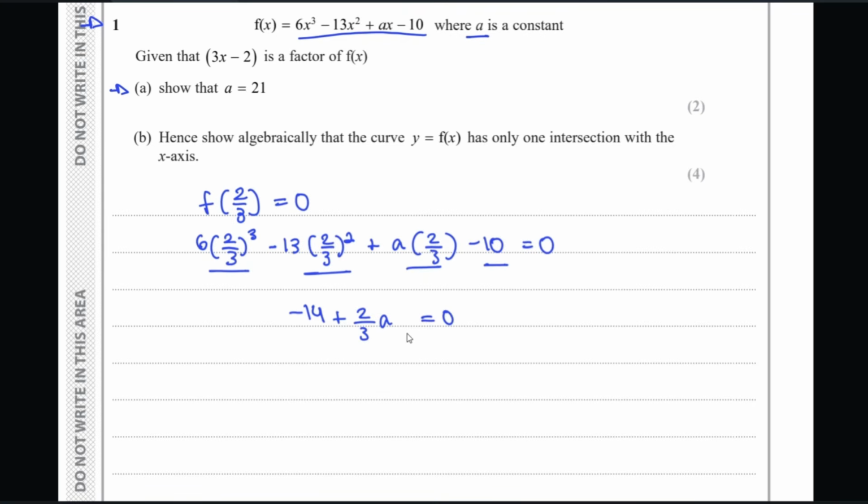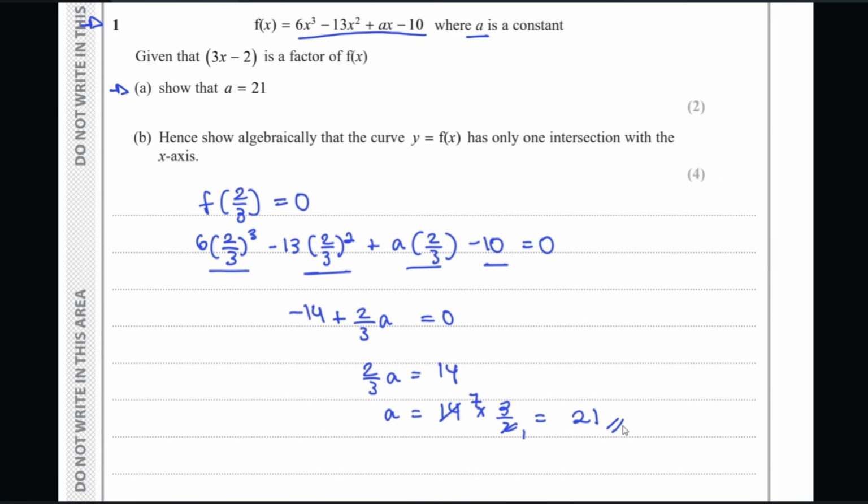And then we can move minus 14 to the other side. So 2 over 3 a is equal to 14. a is equal to, we can move 2 over 3 to the other side, and on the other side it'll be 3 over 2. And we can divide 14 by 2, and that becomes 7. And 7 3s are 21. And we've shown that a is equal to 21.